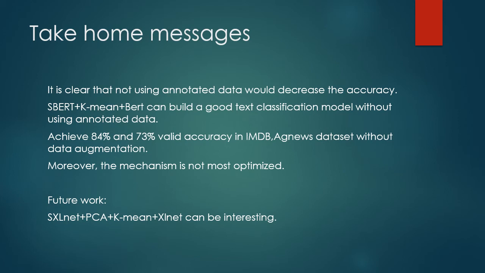The mechanism achieves 84% and 73% valid accuracy in IMDb and ECE-570 datasets without using any data augmentation. Moreover, this mechanism is not the most optimized yet. Say, XLNet is a new state-of-the-art in text classification. I believe replacing BERT with XLNet can achieve higher accuracy. Moreover, k-means works better in lower dimension. Adding PCA or autoencoder might be a good idea as well.